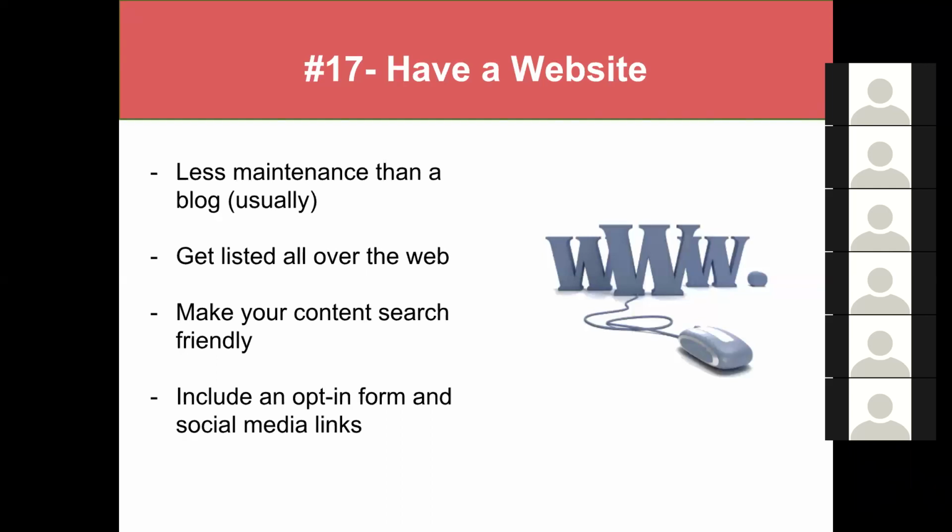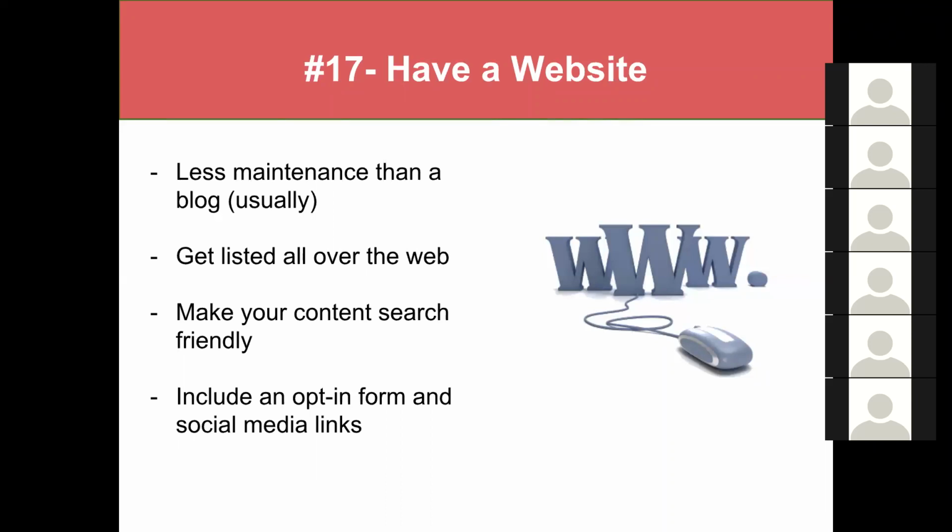Including an opt-in form and social media links. This is a no-brainer, an opt-in form for your email list, right? So you get set up with a platform like Aweber. I believe they still have a free option, where you can get free up to, I think, 1,000 subscribers. And so then you set up a list with Aweber, and you get an HTML form, and install it on your website. And that way people can follow you.